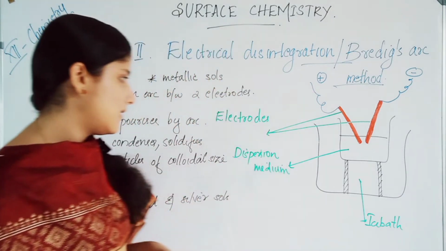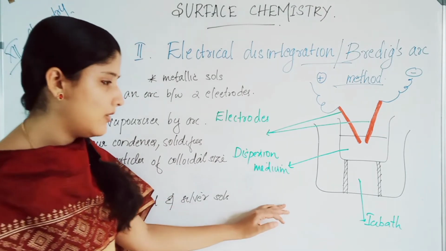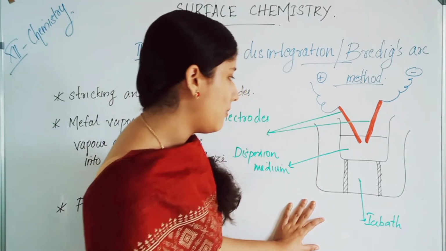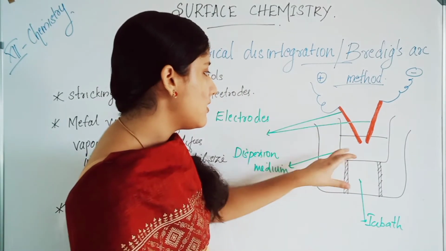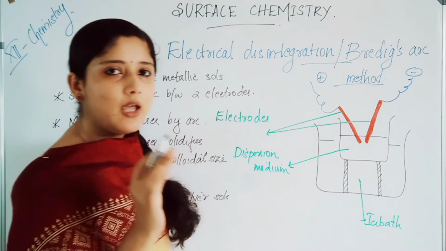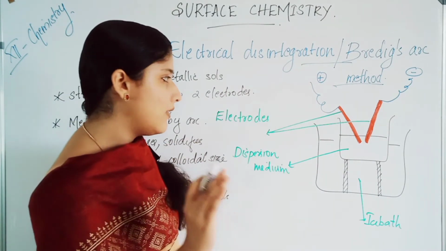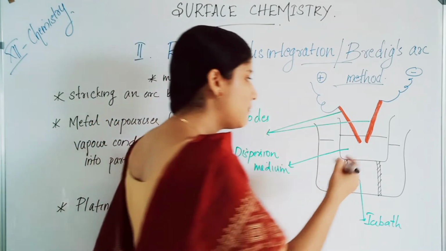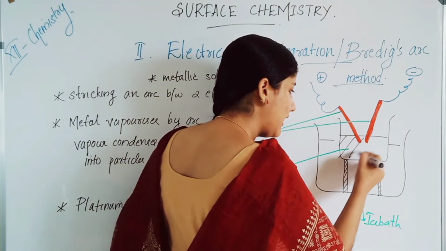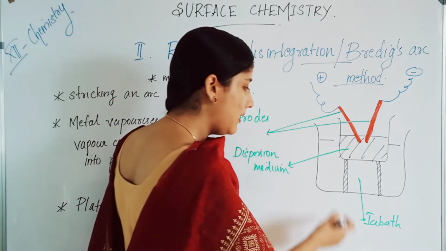Next method of preparation of colloidal solutions is electrical disintegration, or Bredig's arc method. Let us look at what this method is. First let us look at the experimental setup. This is a solution that is the dispersion medium. We need to prepare a colloidal solution, isn't it? The dispersion medium we need, we will take in this beaker, and this beaker we will keep in an ice bath.